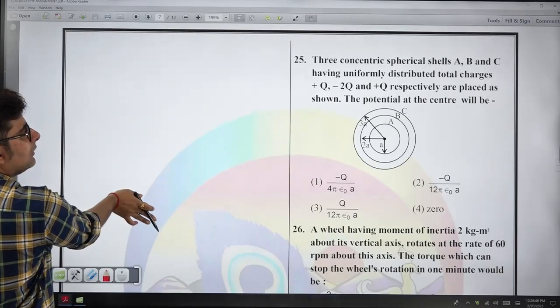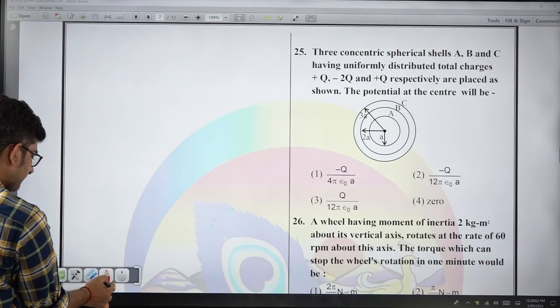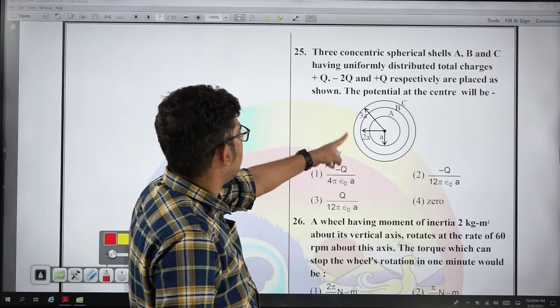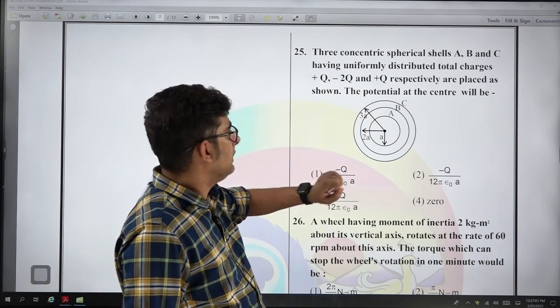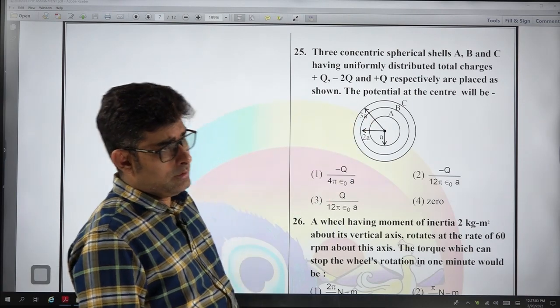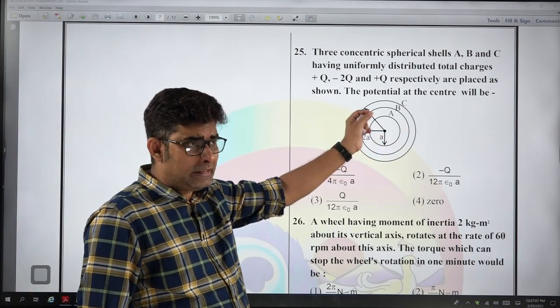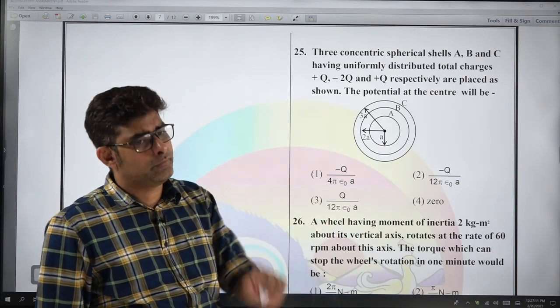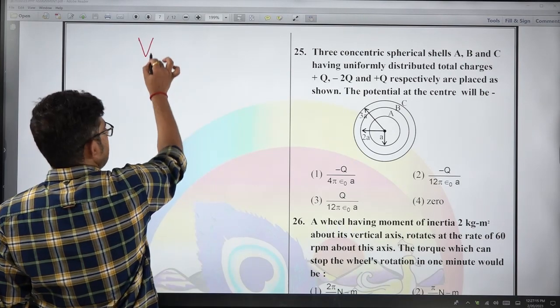Next, 25th, what they are saying: we have three concentric spherical shells having uniformly distributed charges q, minus q, q and q. Now they are asking the potential at the center. Well, potential at the center, so it is an internal point for all. At an internal point, the potential due to a shell is what? Kq by the radius of the shell. So potential at the center means O.